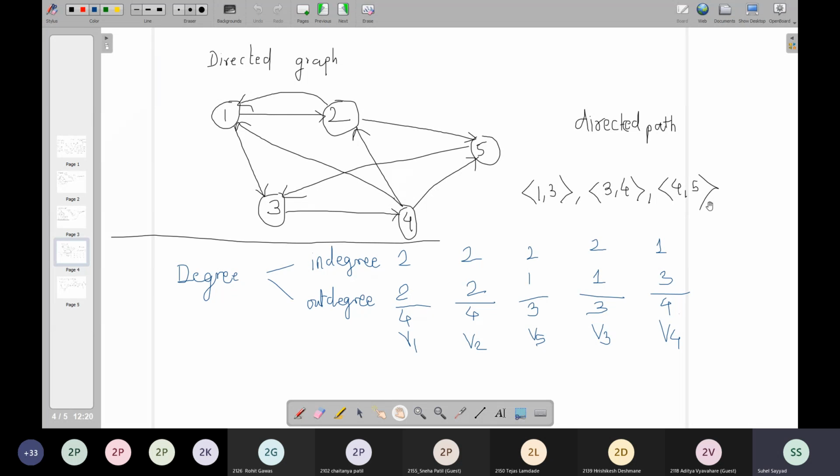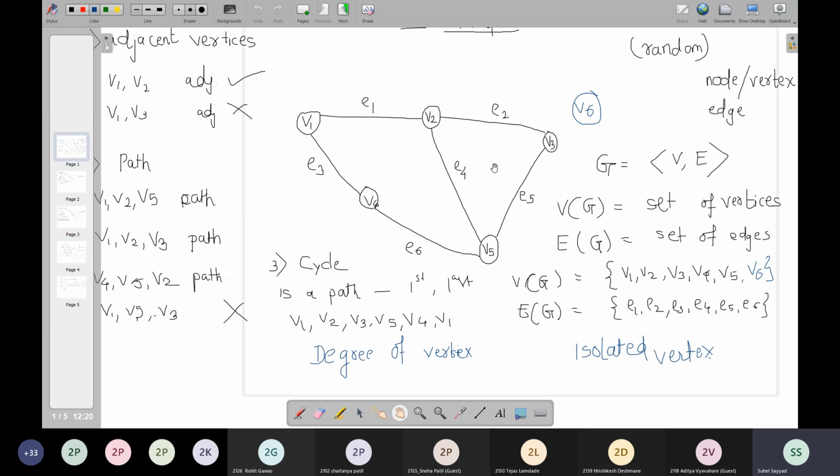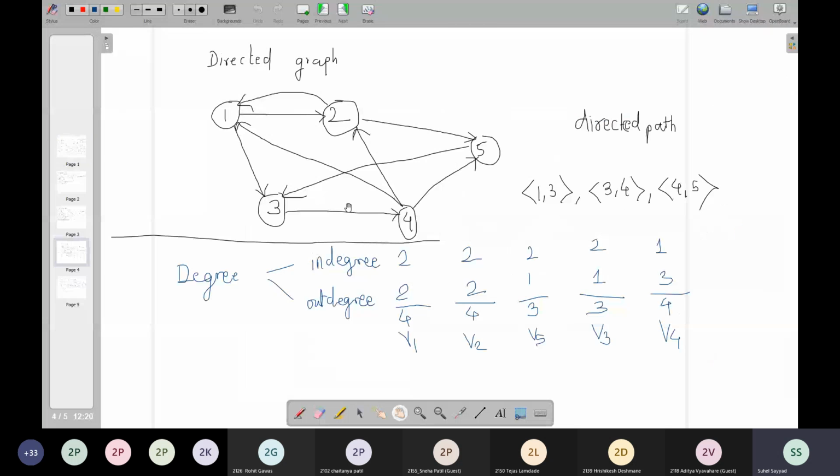Similarly, the cycle will also be a directed cycle. A directed cycle is basically a directed path in which the first and last vertices are the same. Then we have seen the definition of degree. Degree for an undirected graph is directly the number of associated edges for that particular vertex, right? But when it comes to a directed graph, the degree is divided into two components, in degree and out degree. In degree is the number of incoming edges and out degree is the number of outgoing edges for that particular vertex. And the total degree is basically the addition of in degree and out degree.